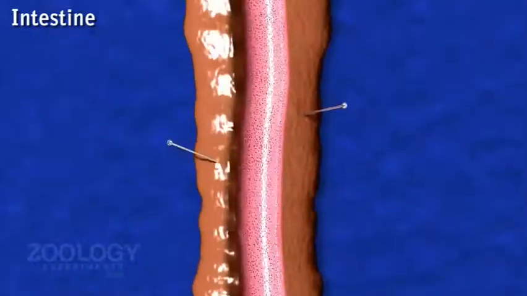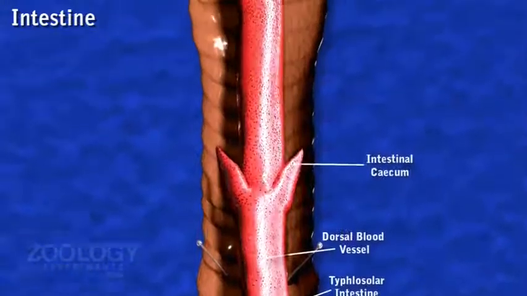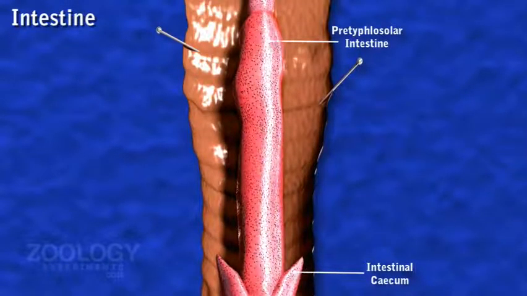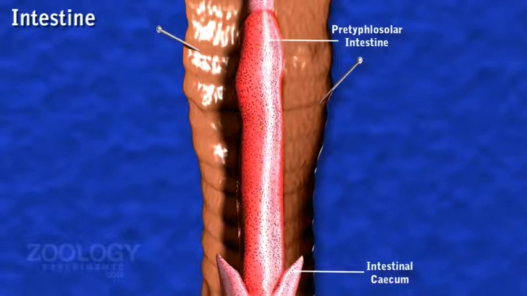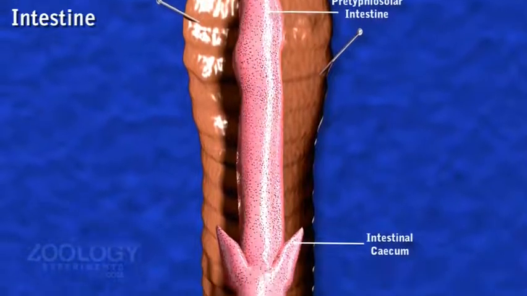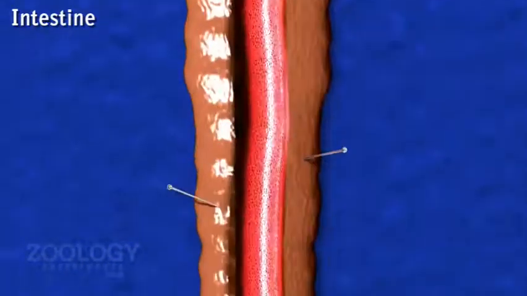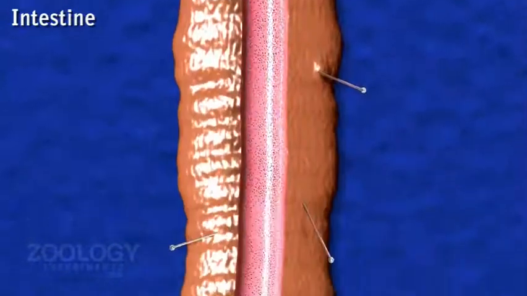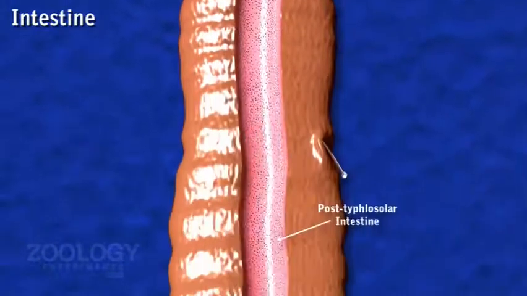Intestine is divisible into three parts. Number 1, pre-typhlosolar region. Number 2, typhlosolar region. Number 3, post-typhlosolar region.